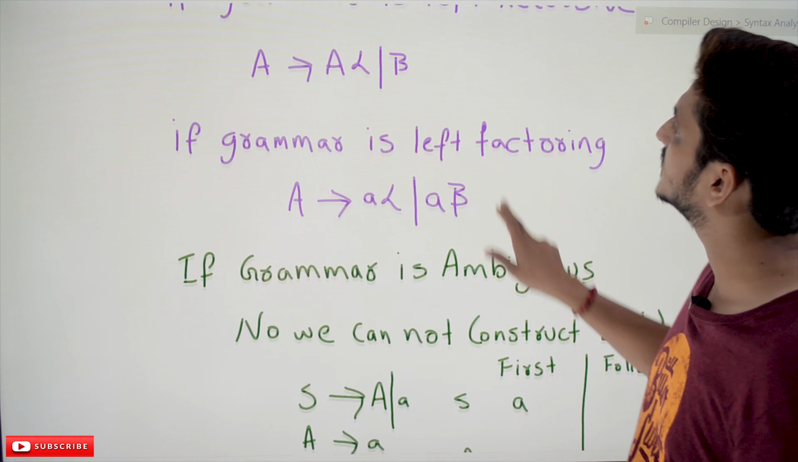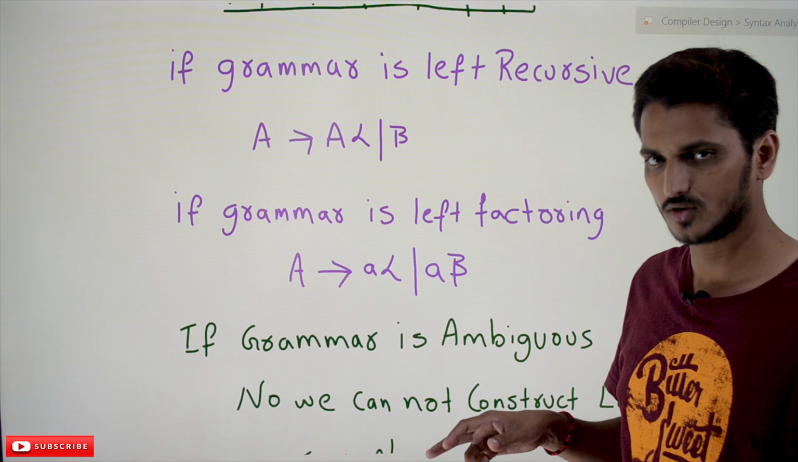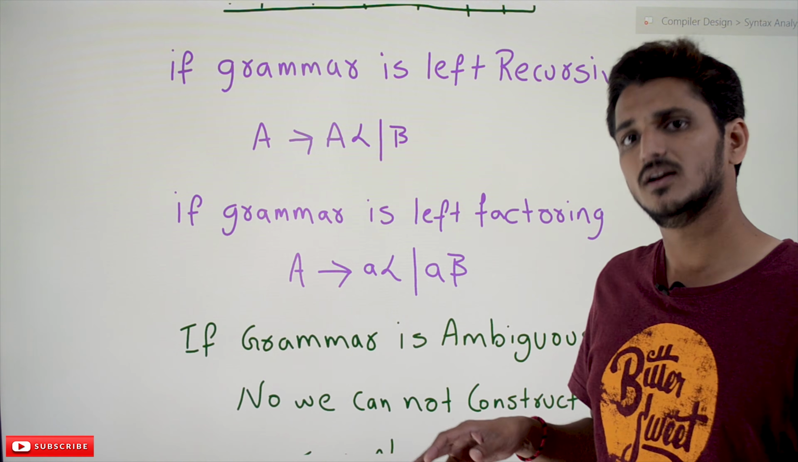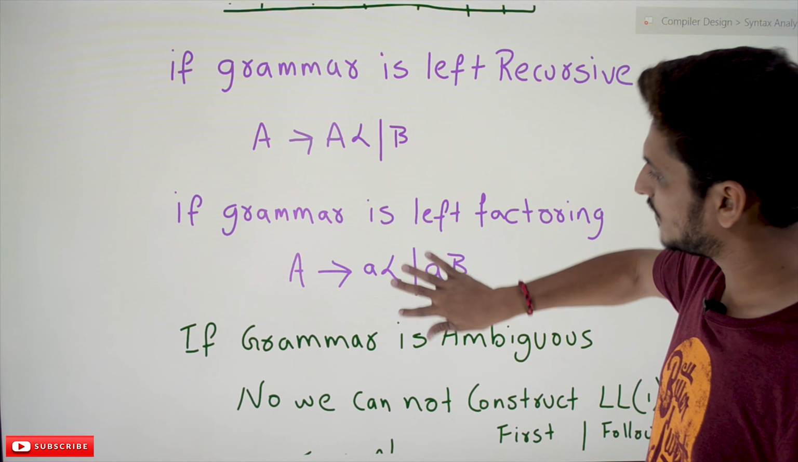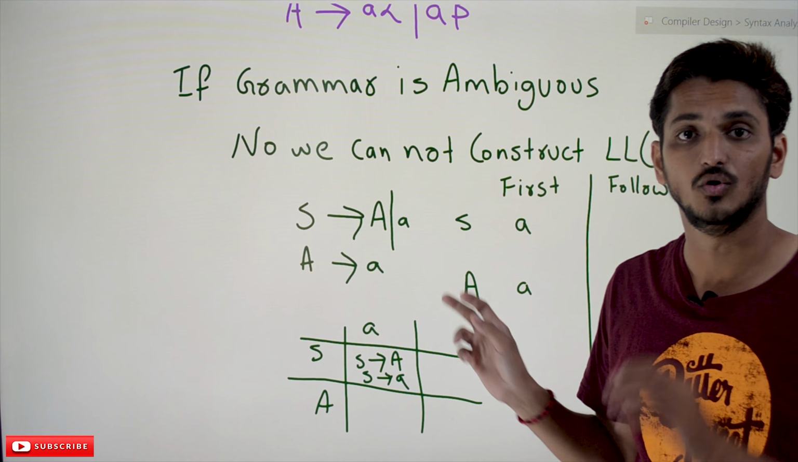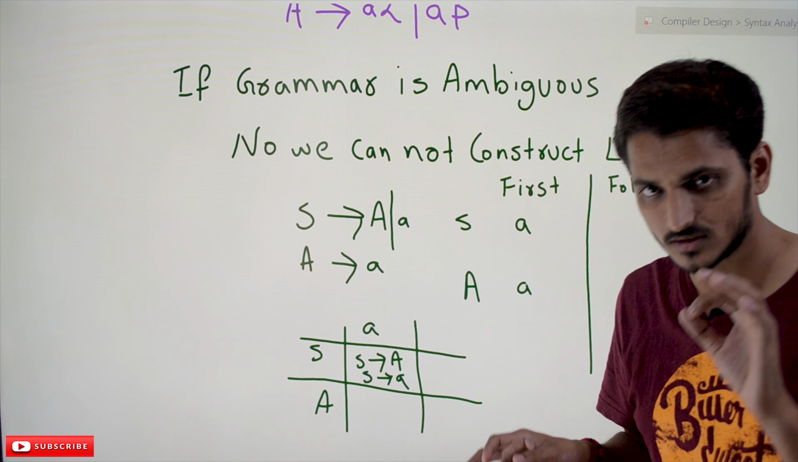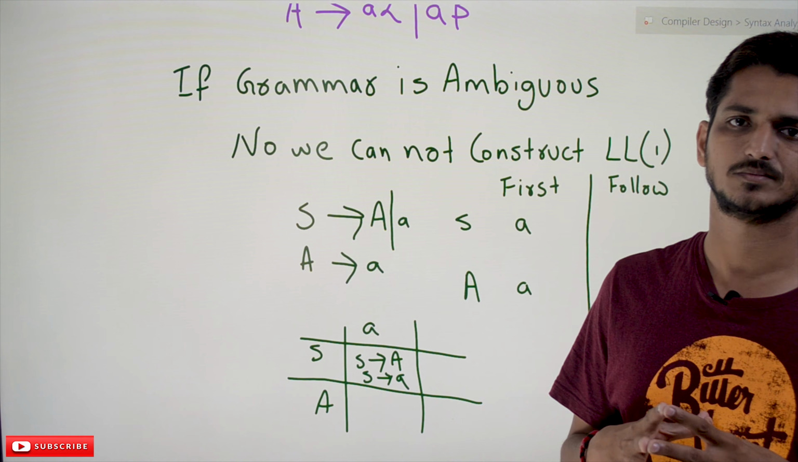So in the case of left recursion and left factoring, we have to eliminate left recursion and eliminate left factoring, then take that grammar and construct the LL1 table. Now coming to the last case, if the grammar is ambiguous, no, we cannot construct the LL1 table for an ambiguous grammar.